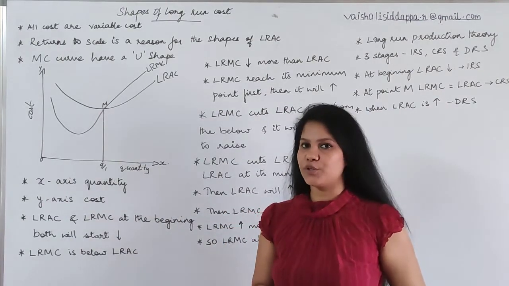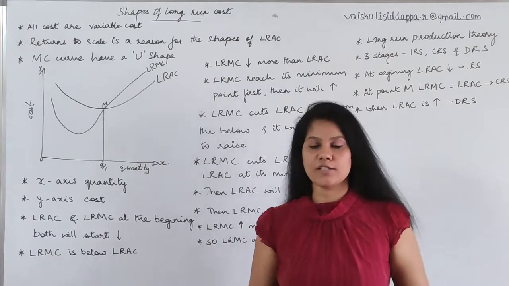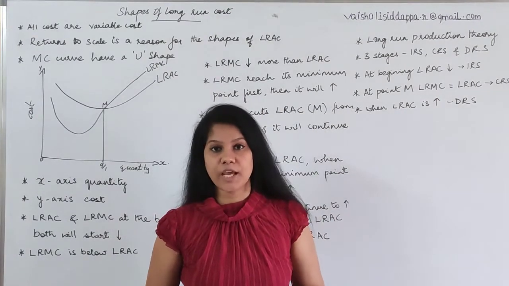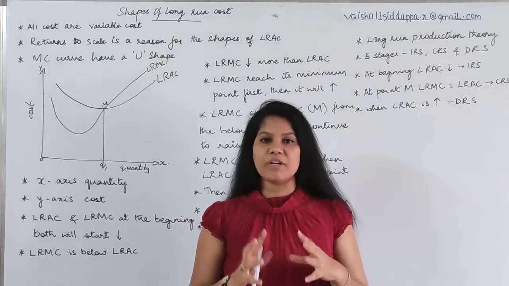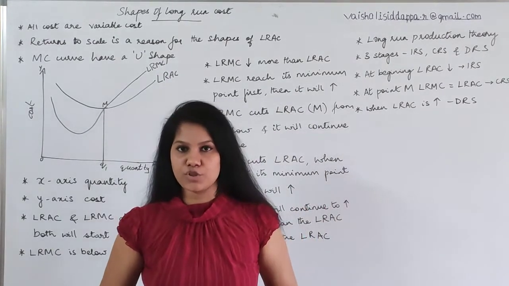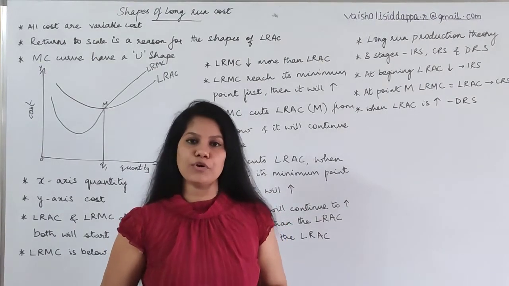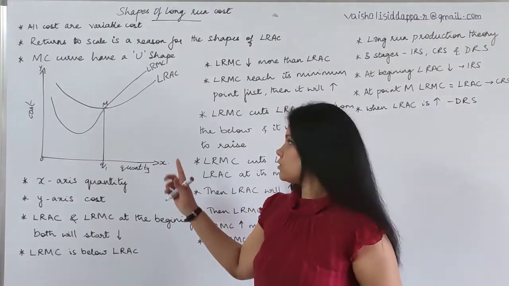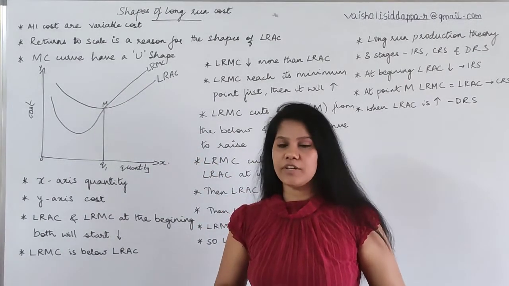Today's class we're going to talk about one of the very interesting concepts, which is long run cost. That too we're going to talk about shapes, how exactly the curve shape is going to move. In the previous classes I've already discussed the short run production function, how the curve shape moves. Exactly here also we're going to talk about how the shapes of the curves move and what exactly the reason for it is.